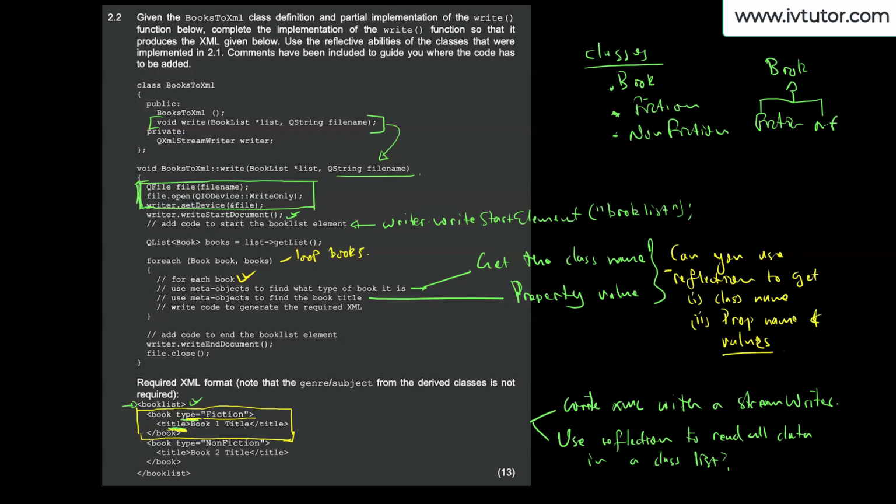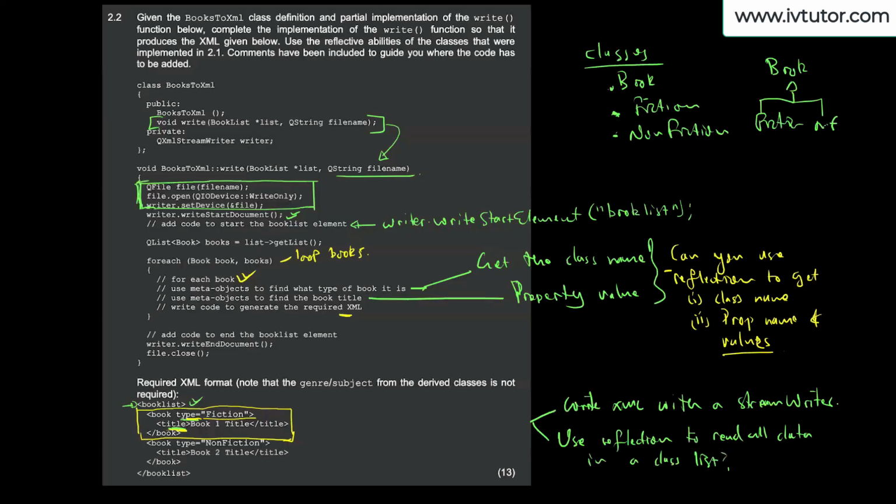Can you now use reflection to get those two things? Once you've got the class name and the title of the book, can you just generate the XML using your stream writer? Can you then generate this XML? Which is all easy to do if you know how to use reflection. And we've talked about this countless times. And I've said, if there is code, you should not go to the exam not knowing it's reflection.